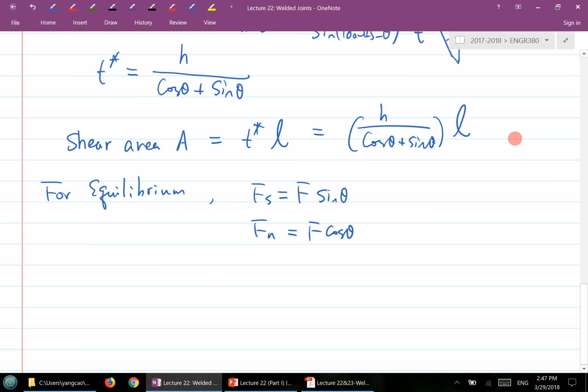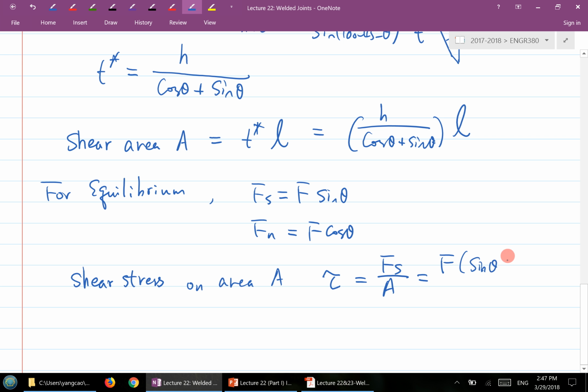So now I can calculate the stress due to Fs. The shear stress on area A gives me tau equal to Fs over A. Now you can simplify that and end up with F times (sine theta cosine theta plus sine theta squared) over H times L. That's the shear stress caused by the Fs here.